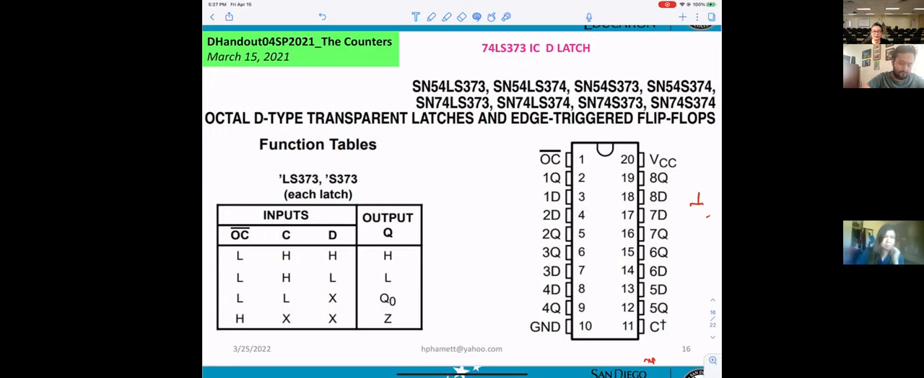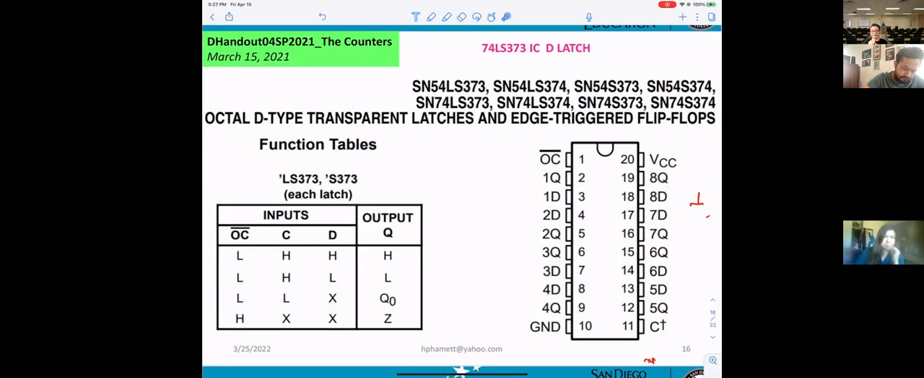You understand, at the beginning we already talked about 54 being for military, and 74 for commercial. They work identically. The only thing is that the military one will be more reliable. So that's why if you buy a 54LS373, it costs more than a 74LS373.